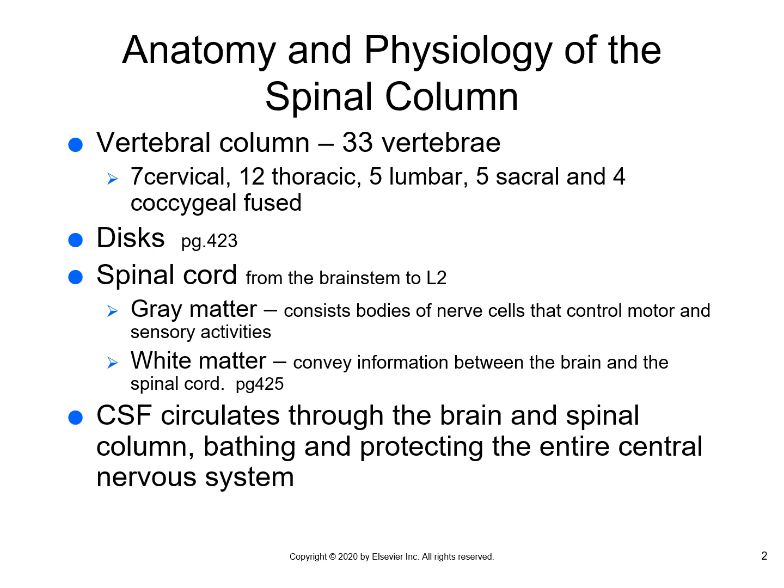There are 33 vertebrae in the vertebral column. On page 423, you can see that picture in figure 24.1. You'll see that there are 7 cervical vertebrae, 12 thoracic, 5 lumbar, and then 5 sacral fused into one, and then your 4 coccyx fused into one.